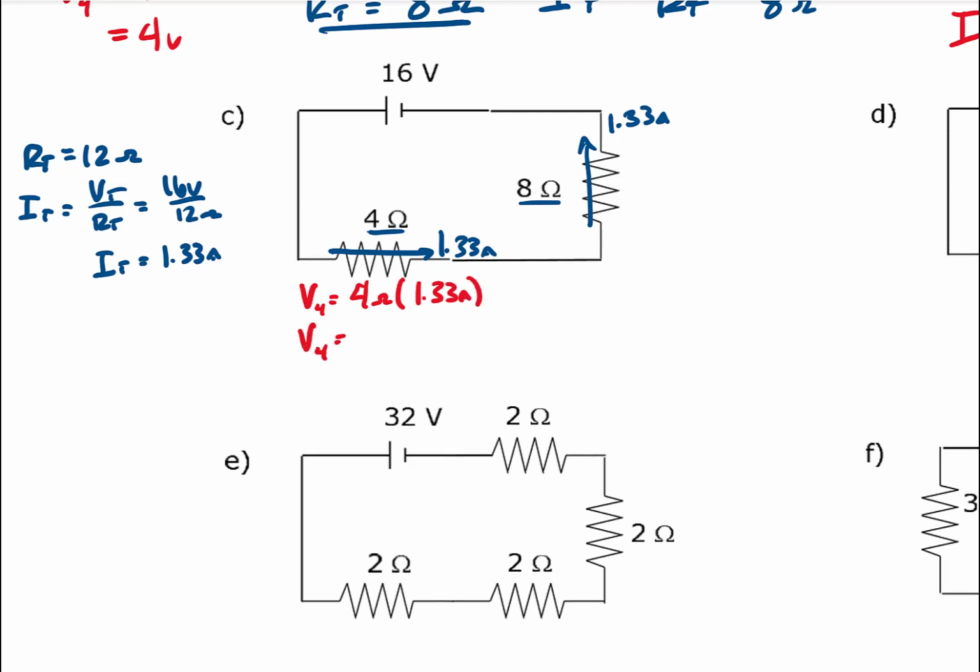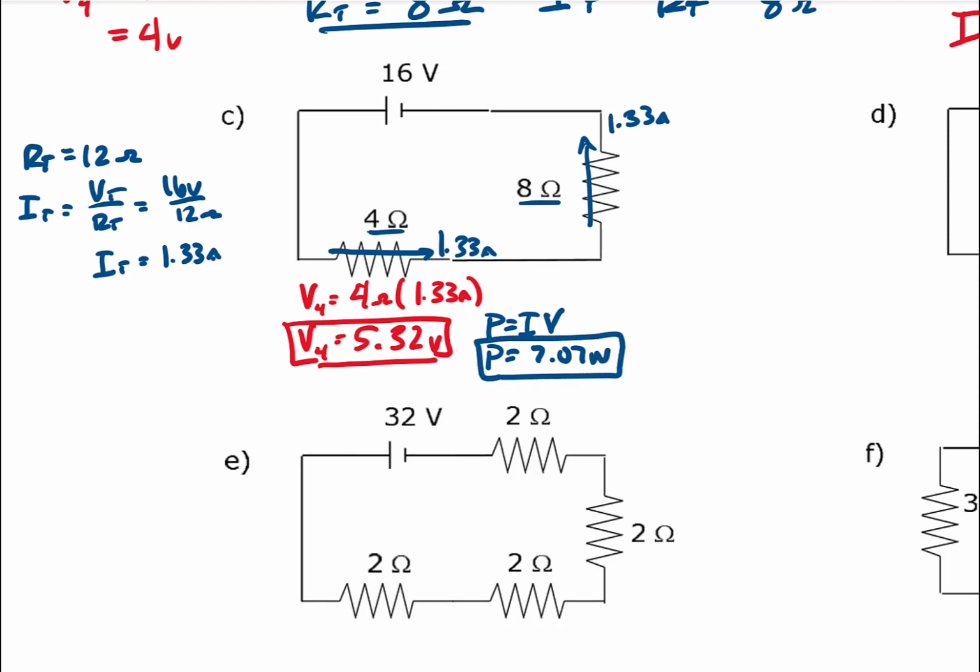So the voltage for the 4 ohm resistor comes out to be 5.32 volts, or really close to it. And if I want the power here, power is current times voltage, so that power is going to be 1.33 times 5.32, or 7.07 watts.